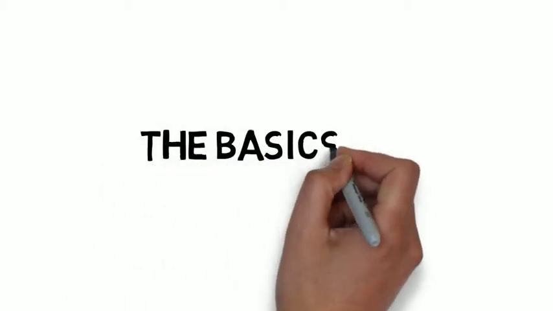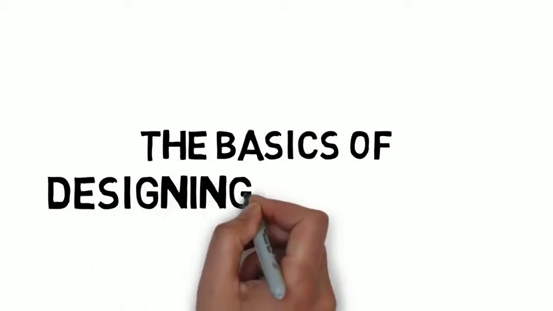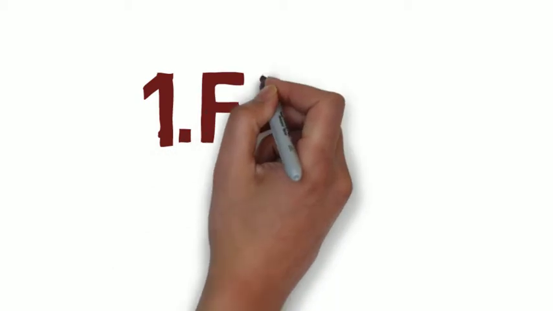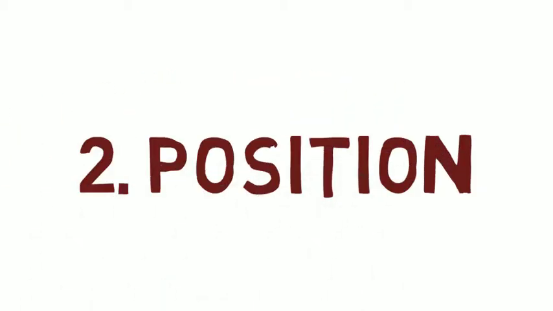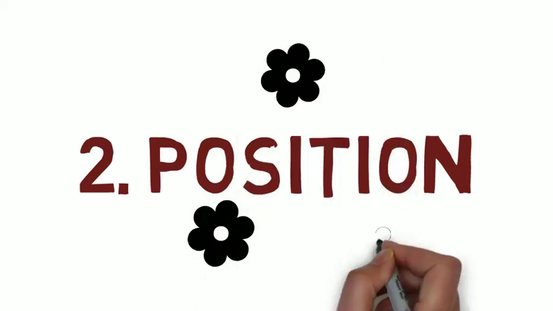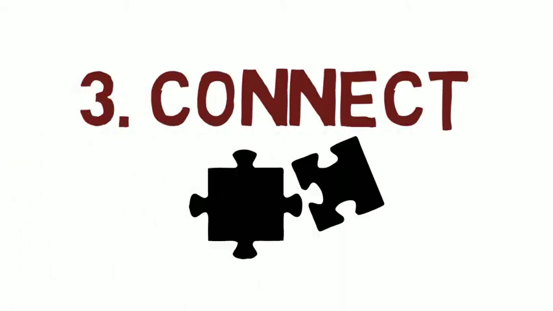In this tutorial, we will be discussing the basics of designing paper cuts. There are three main steps you need to know before you start. Number 1, find the elements and fonts. Number 2, position the text in the middle of the design and use the elements to hold the words together. And number 3, connect everything together.